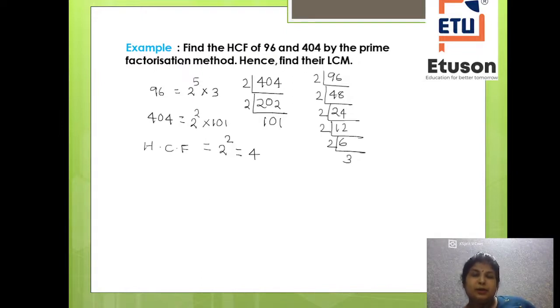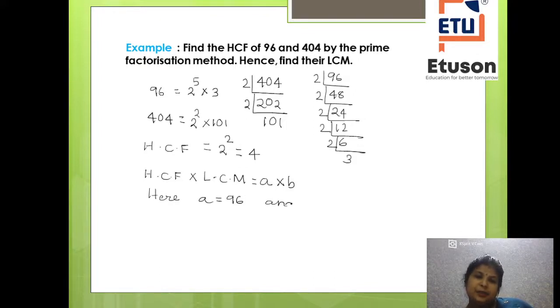Now you remember in the previous slide I had written one relationship between HCF and LCM. The HCF of two numbers A and B, HCF into LCM is equal to the product of your numbers A into B. So here what is the value of A? Here A is equal to 96 and B is equal to 404. Correct or not? So already we have obtained the HCF of A and B, which is equal to 4.